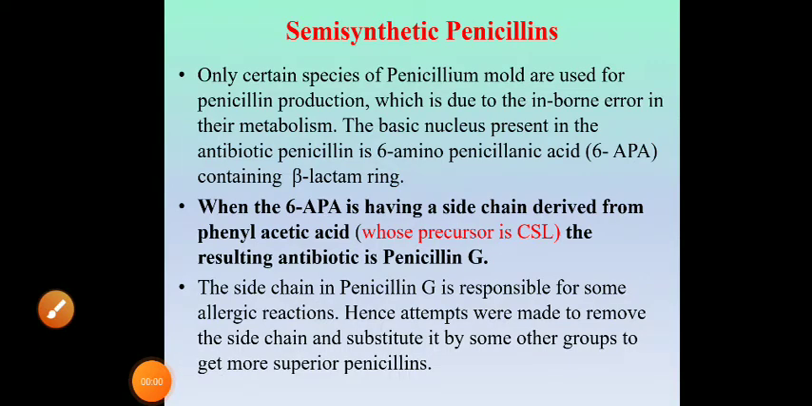Good afternoon, dear students. In the earlier presentation, we discussed the production of penicillin: how penicillin is produced and which mold is used, Penicillium chrysogenum. Which strain is used? Q176 strain is used. It's a mutant strain.